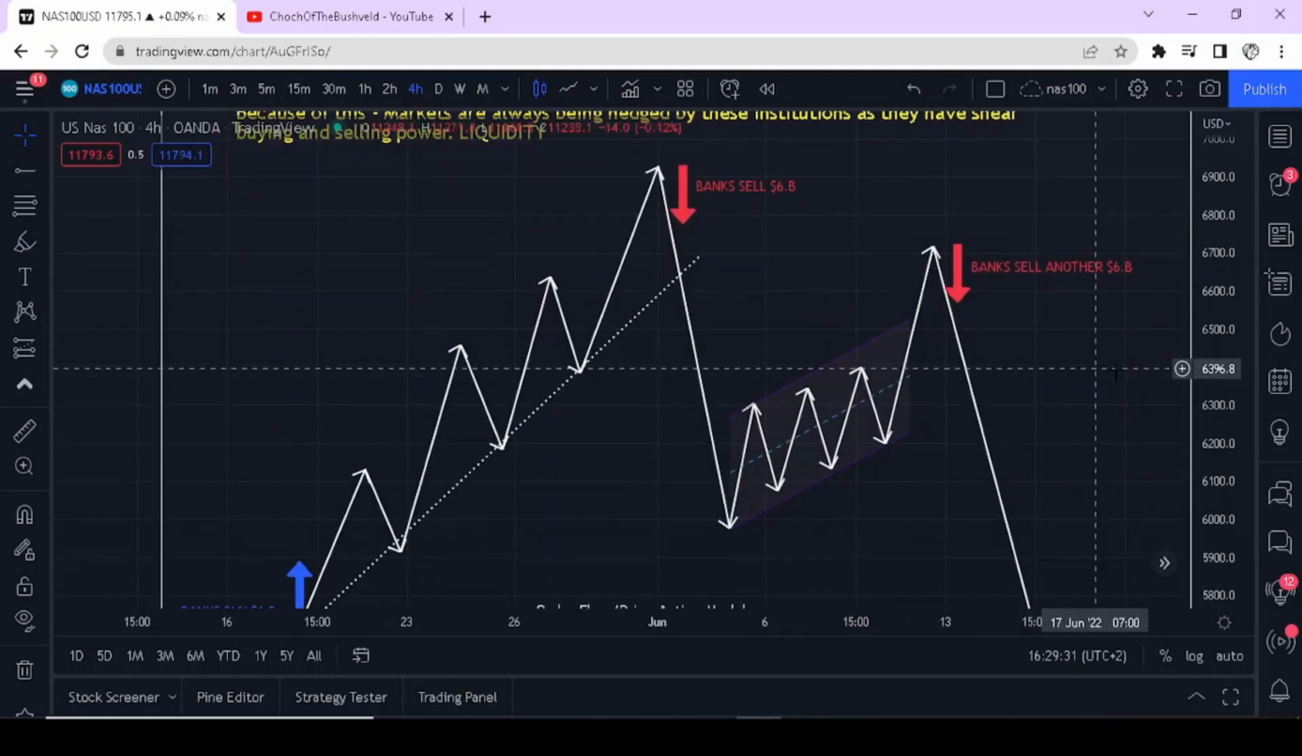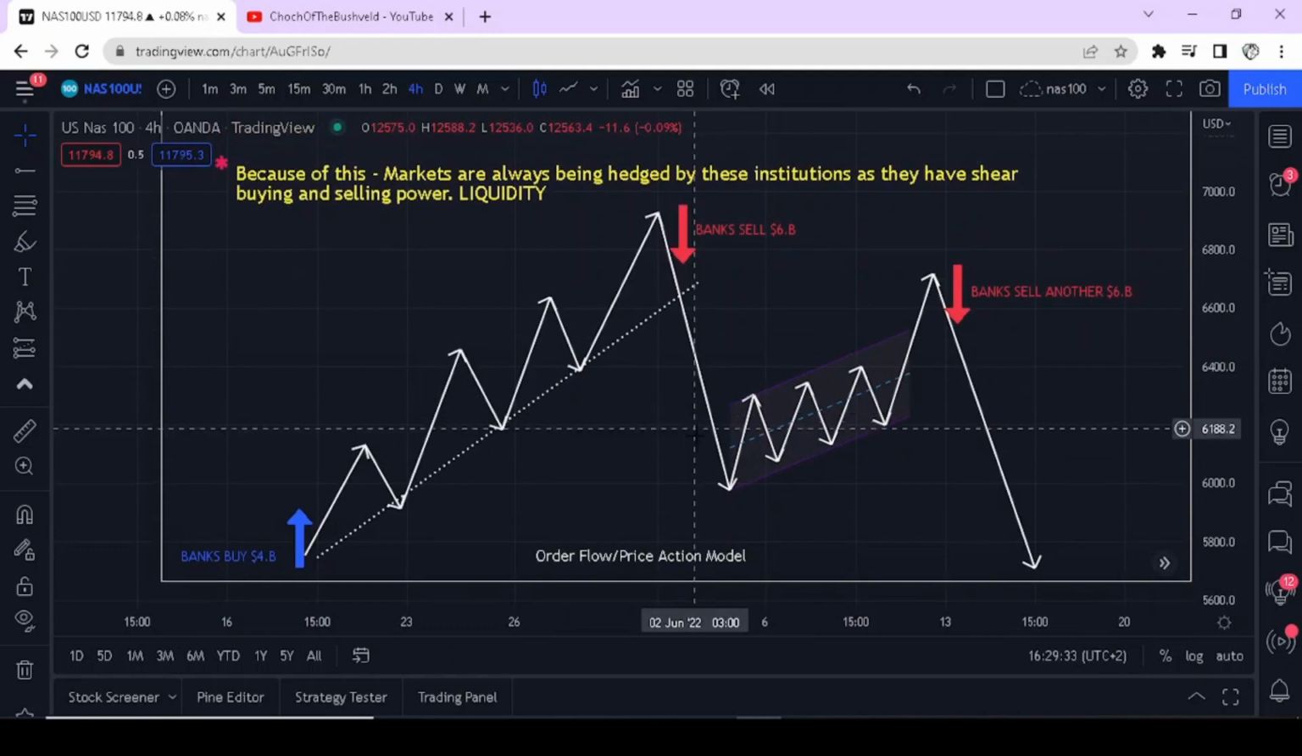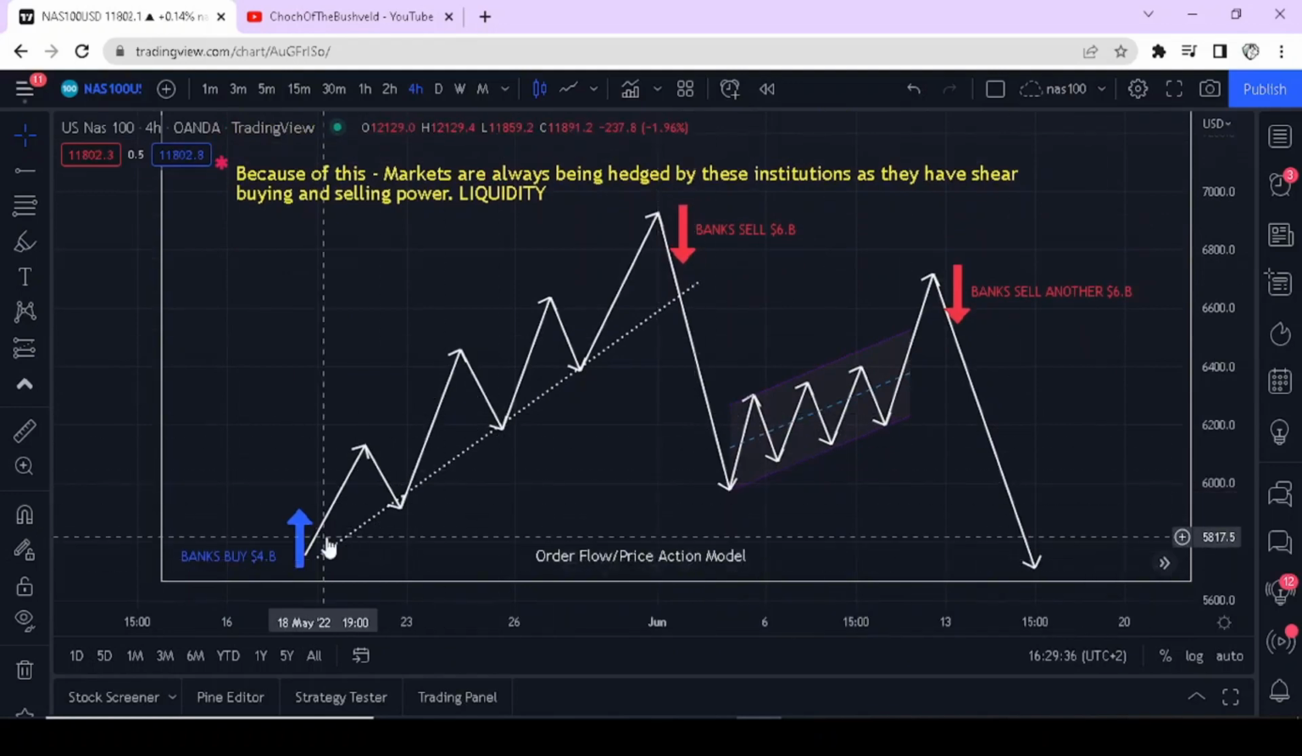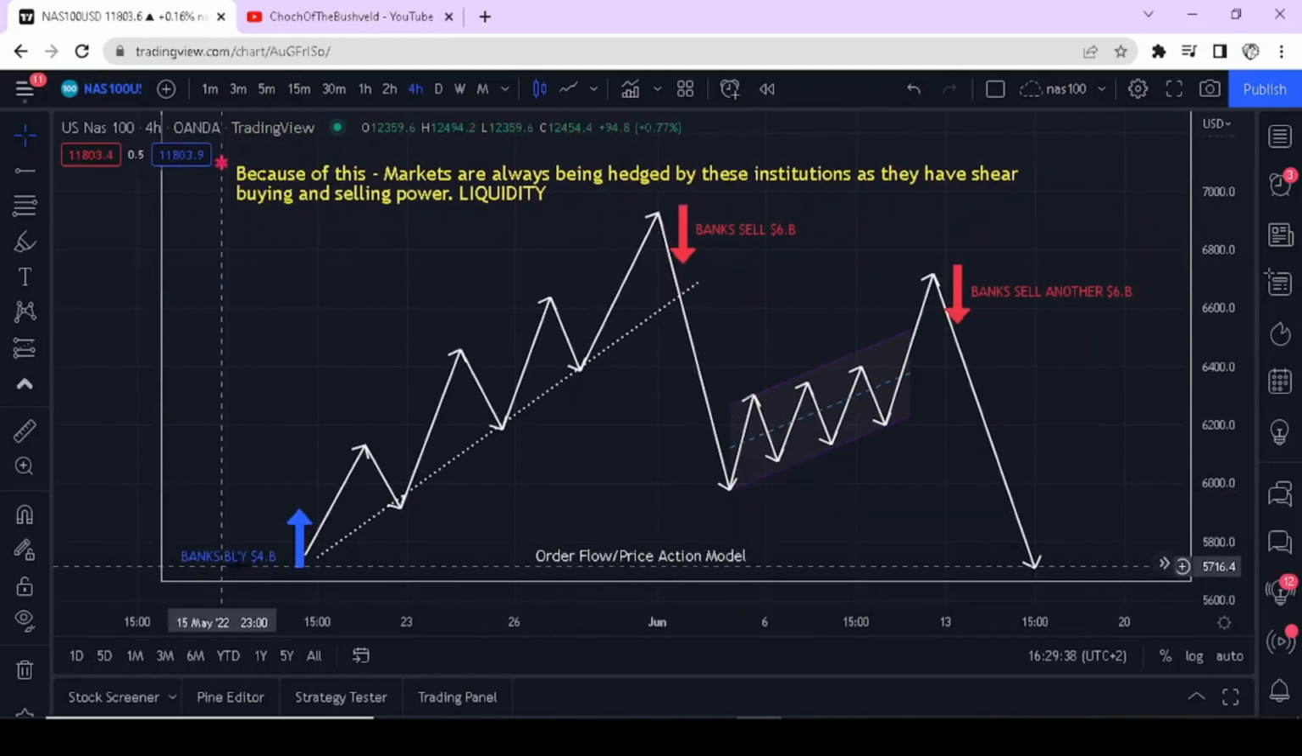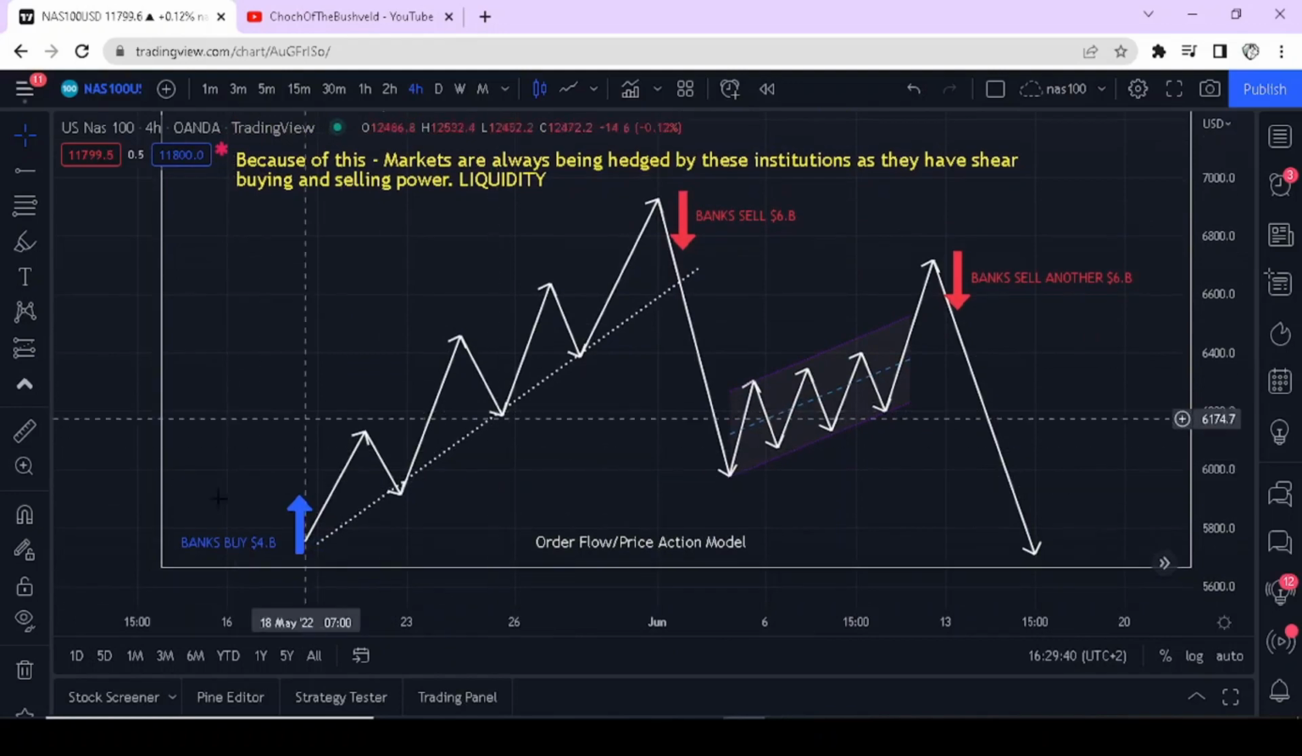Natural order flow works as such. Let's say the market is trending in bullish structure. Hypothetically, or just for purposes of this illustration, let's say the banks are buying $4 billion. It's pushing price up. They've got sheer buying volume and power. There's $4 billion in buy orders, which is pushing the market in bullish structure.